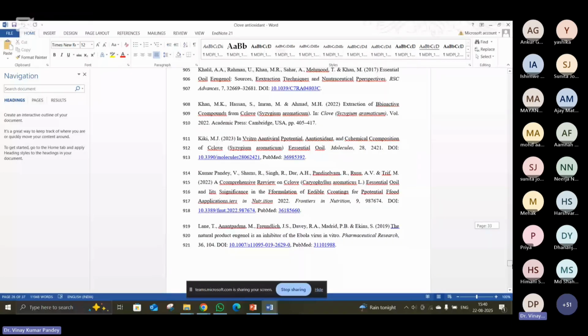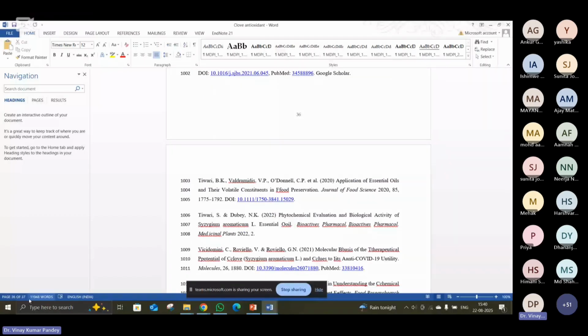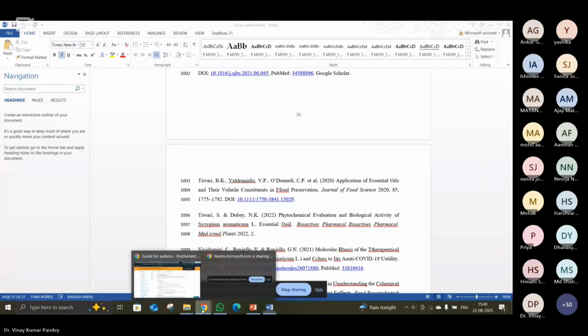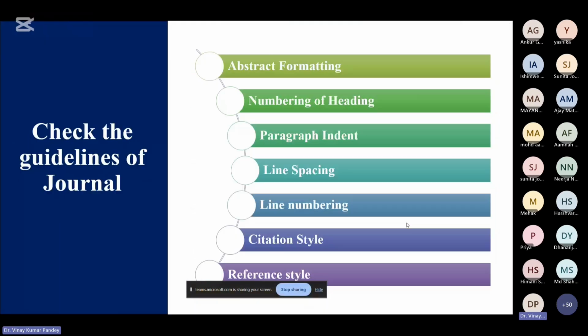As you can see, lots of references are there. Completely it is 11,948 words, including references. These are the word counts. Coming back to our presentation, I have just shown the sample of a review paper.